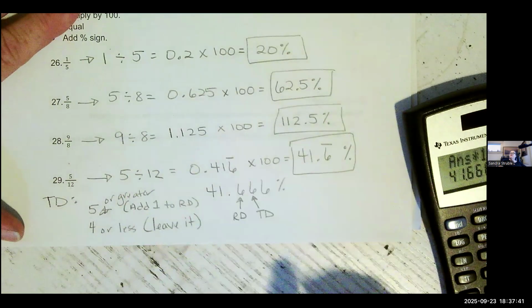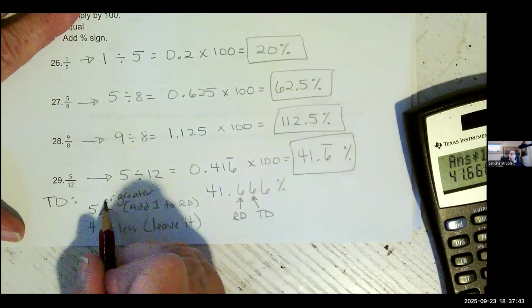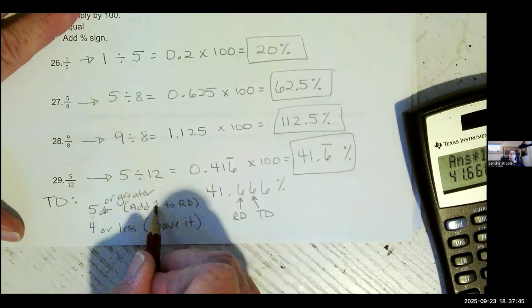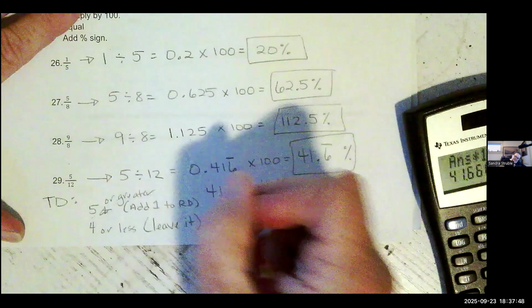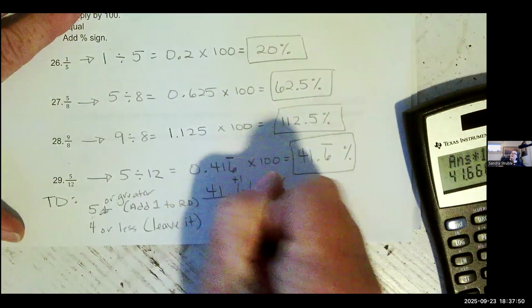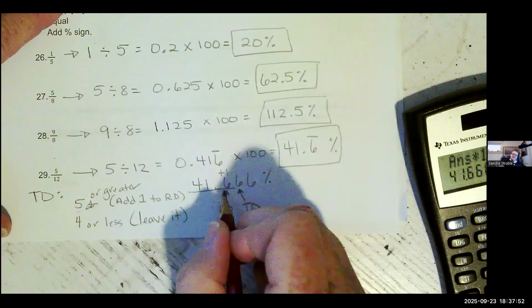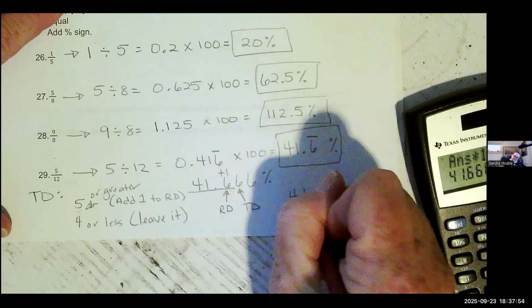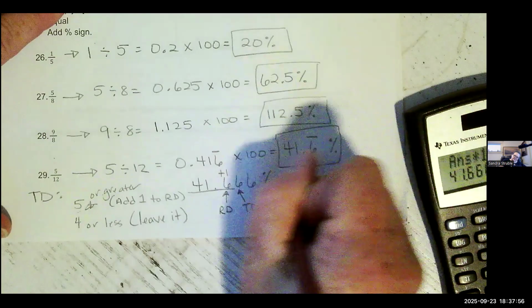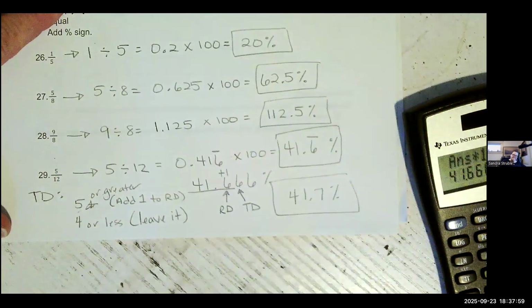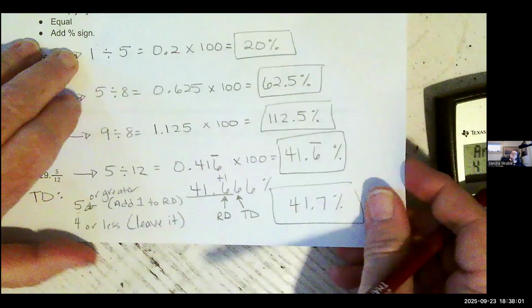Okay. In this case, our test digit is greater than 5. So we need to add 1 to our rounding digit. And so our answer is 41.7%. Okay. You'll get more practice on this, I promise.